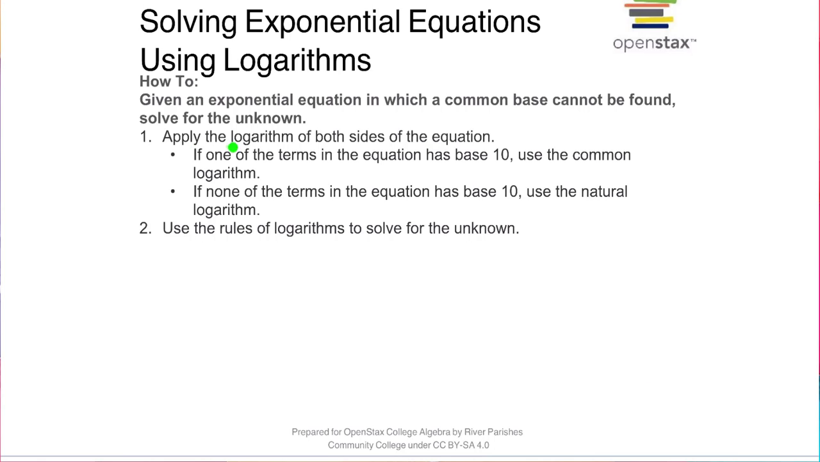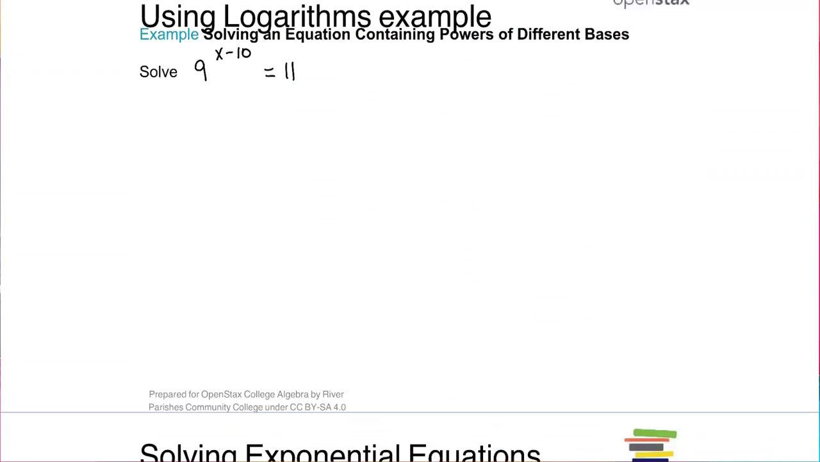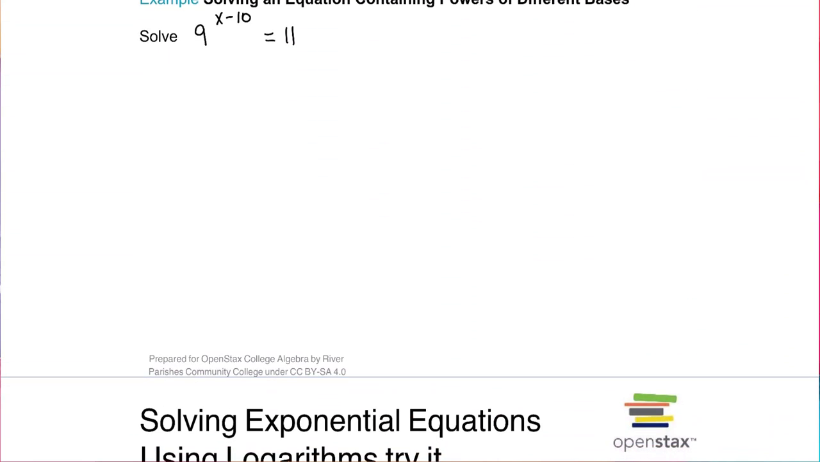What you're going to do is apply the logarithm of both sides of the equation. If one of the terms in the equation has base 10, then you're going to use a common logarithm. If none of the terms in the equation has base 10, then you're going to use a natural logarithm. So you're going to take the natural log of both sides. And then you're going to use rules of logarithms to solve for the unknown. Some of these get really interesting. Let's look at this first one.